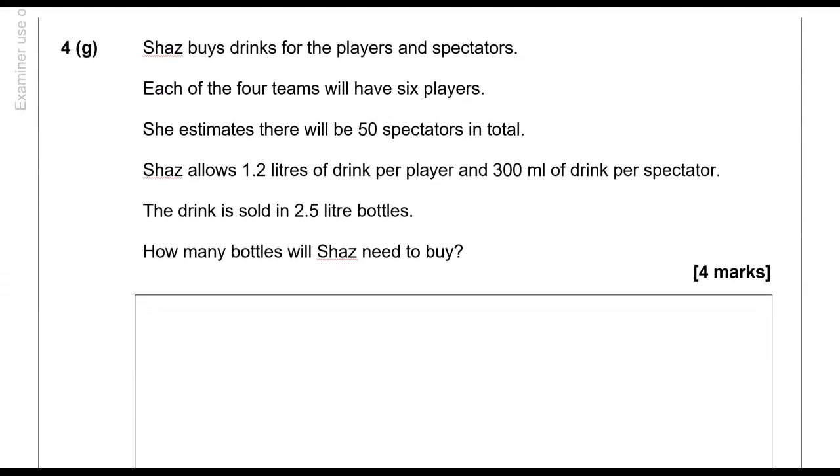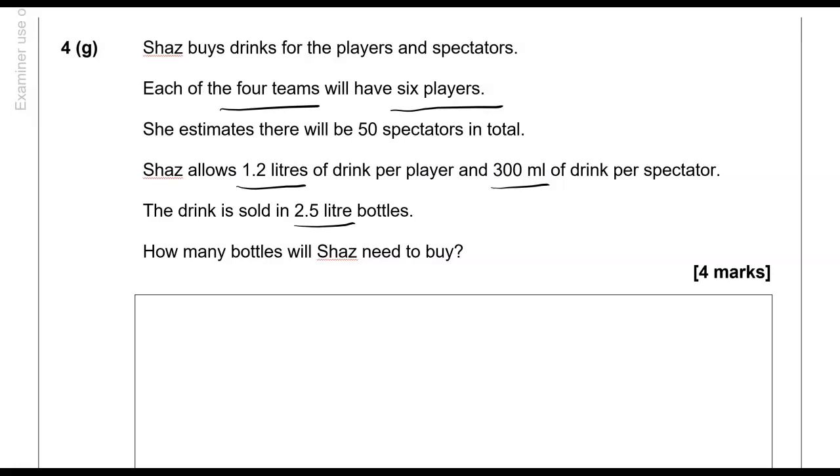Shaz buys drinks for the players and spectators. Each of the 4 teams will have 6 players. She estimates there will be 50 spectators in total. Shaz allows 1.2 litres of drink per player and 300 millilitres of drink per spectator. The drink is sold in 2.5 litre bottles. How many bottles will Shaz need to buy?